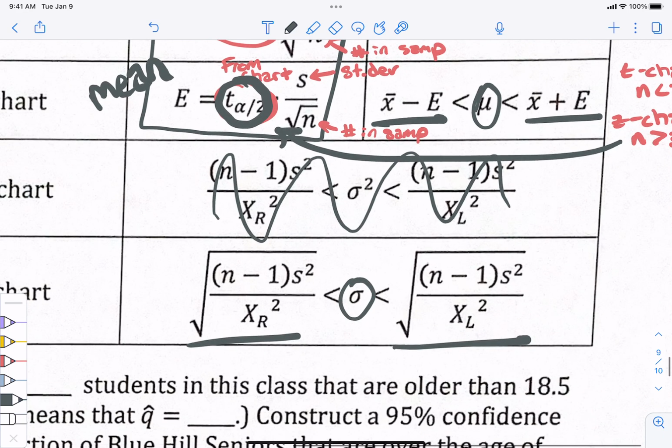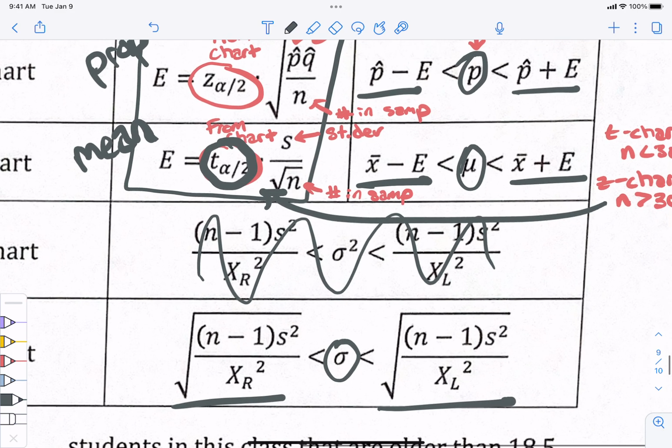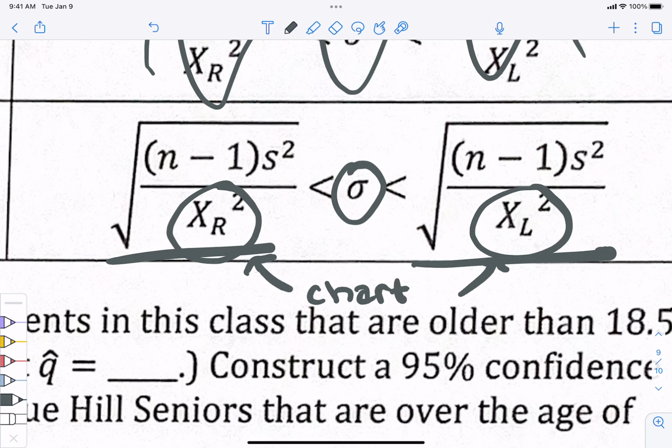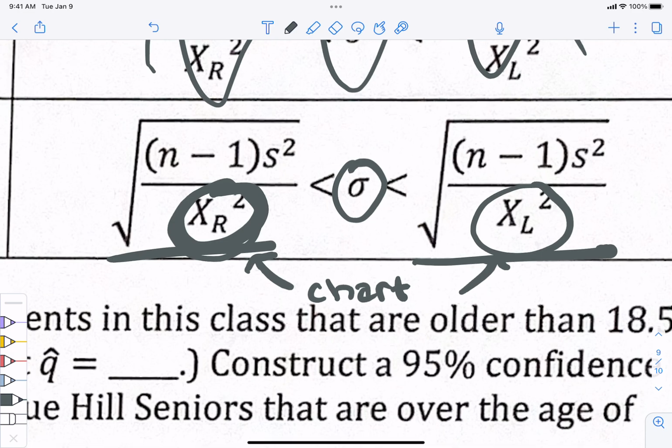For standard deviation, it's a little bit different because we don't add and subtract an error like we did in P and mu, right? Okay, we don't add and subtract error. This one, we look up the chi-squared right and the chi-squared left numbers because the chart has 2 different numbers on the chart, right? Okay, and this is where you flip-flop them. So the right one goes on the left and the left one goes on the right, right? Okay? And those numbers you don't actually square, right? Like chi-squared right, you don't square those in the formula. It's just that number, right? So this square is already squared.